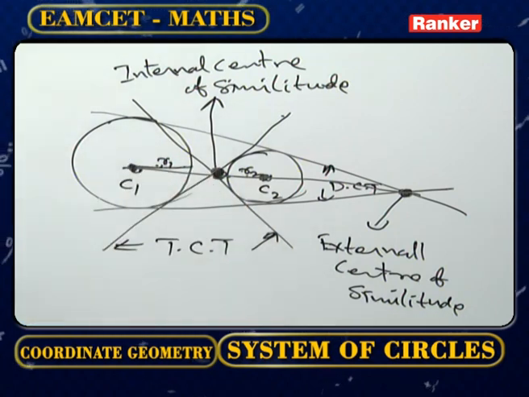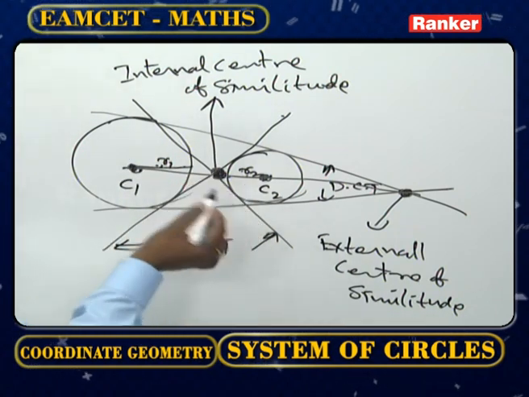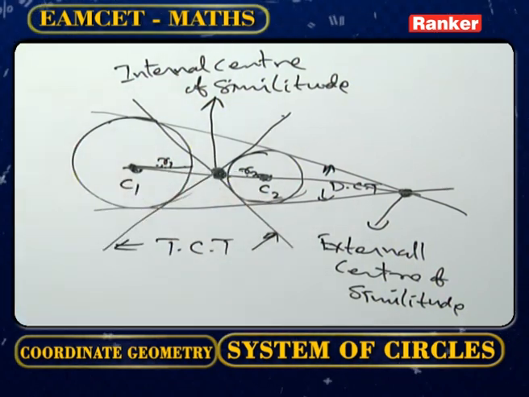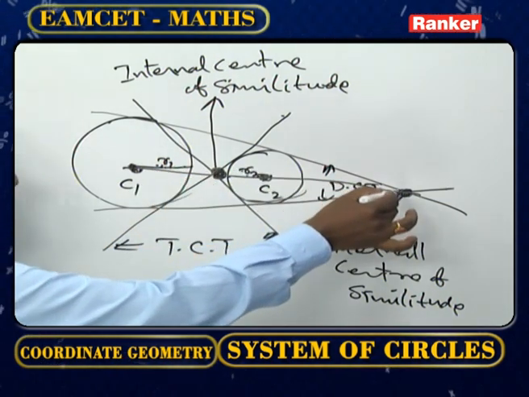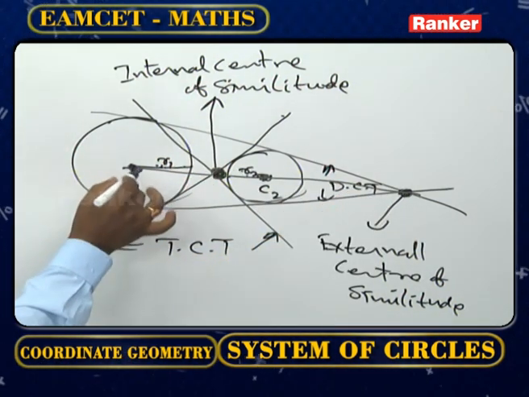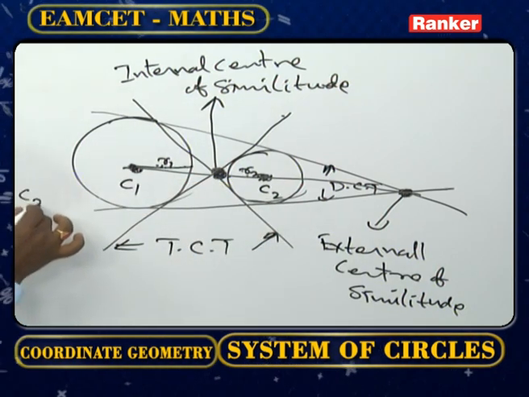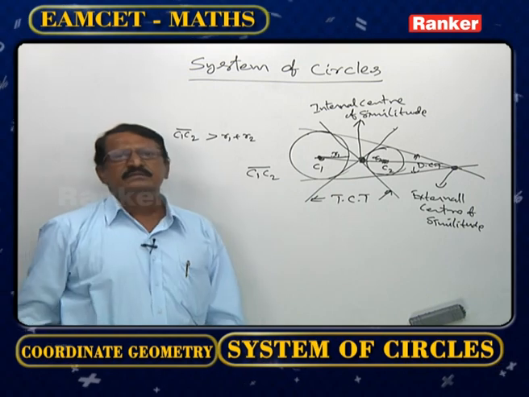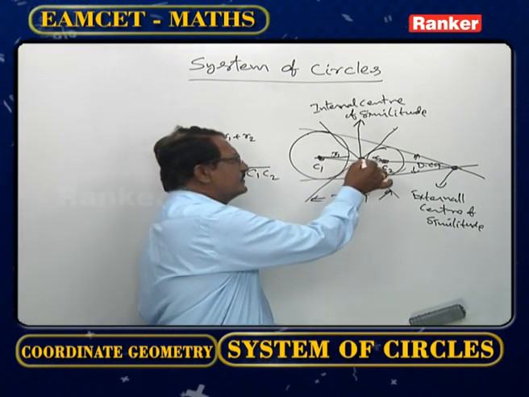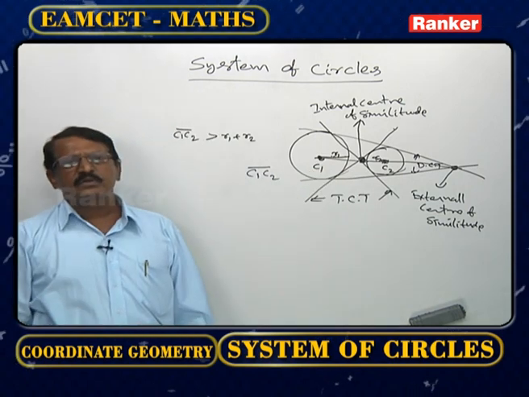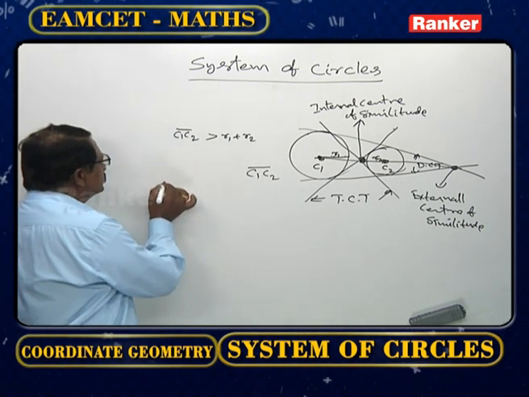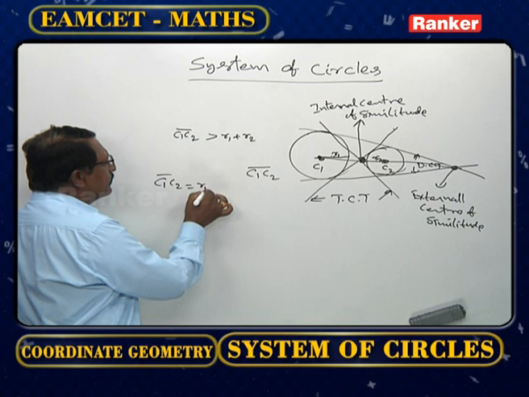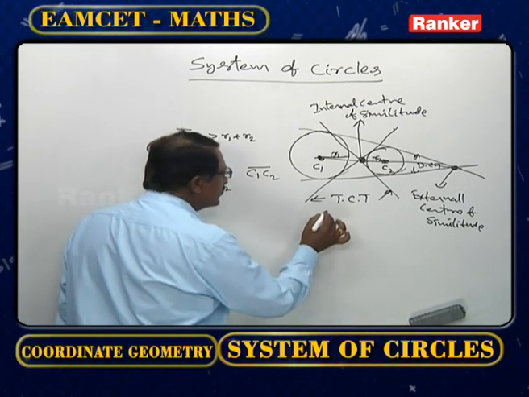The internal center of similitude divides C1C2 in the ratio R1 is to R2 internally. Similarly, the external center of similitude divides C1C2 in the same ratio R1 is to R2 externally. Then the internal center of similitude and the external center of similitude are harmonic conjugates of each other with respect to the line segment C1C2.